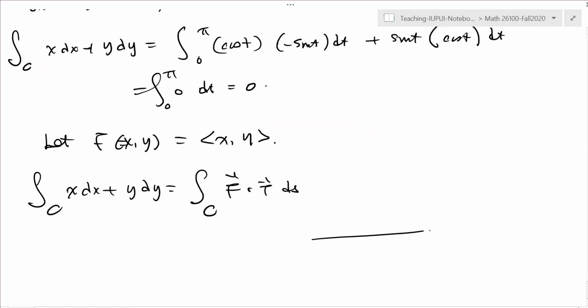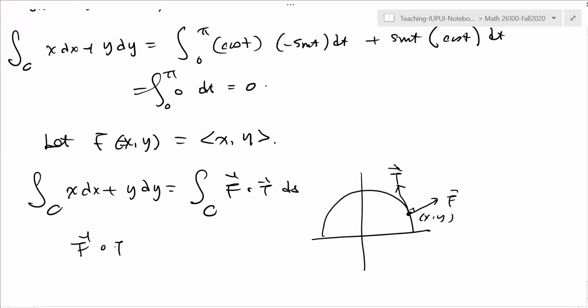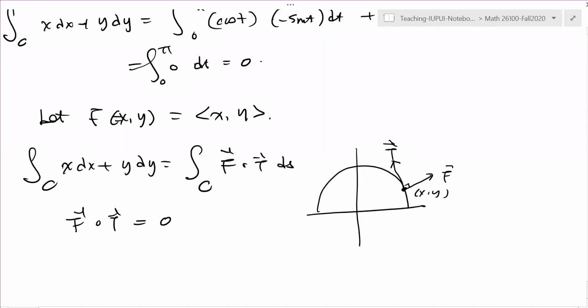Let's look at this curve. The vector f at this particular point x, y is this. What is the tangent vector? The unit tangent vector is in that direction. They are perpendicular to each other, so clearly this product is always 0. That's why the above integral is going to be 0.